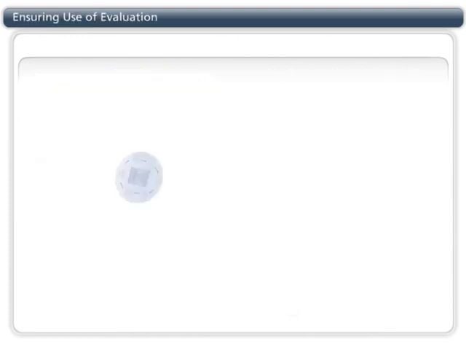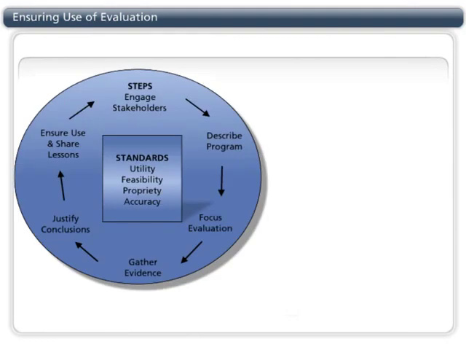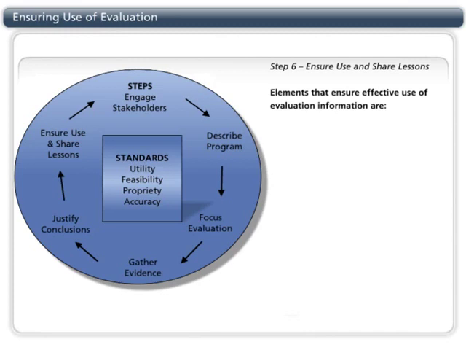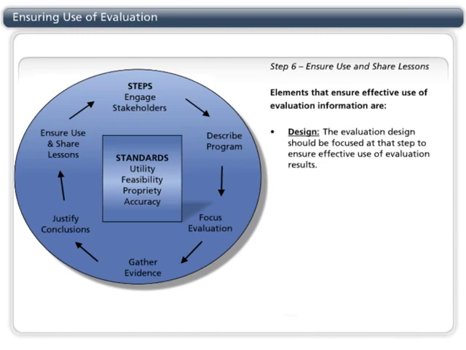The final step in the framework involves ensuring that lessons learned from the evaluation will be shared in a planned, thoughtful way so that they may be used effectively. Elements that ensure effective use of evaluation information are design. Remember the third step of the framework? The evaluation design should be focused at that step to ensure effective use of evaluation results. Preparation. Steps taken to plan for or rehearse eventual use of the evaluation findings. How might your findings affect the decision-making of the stakeholders?